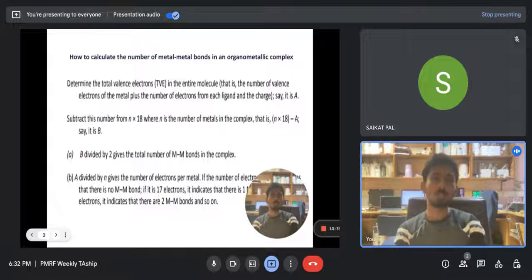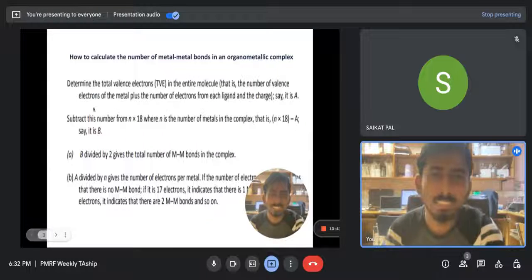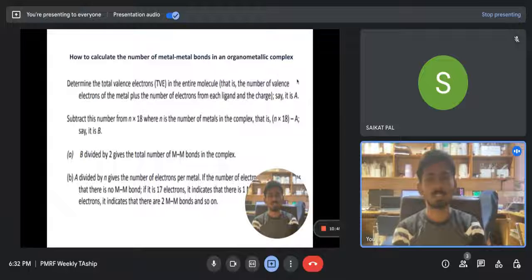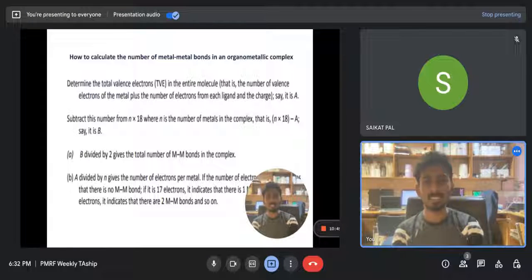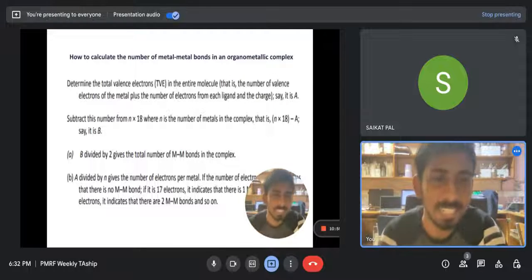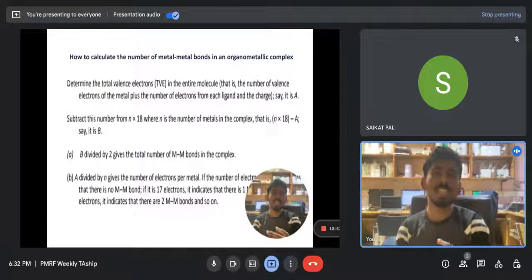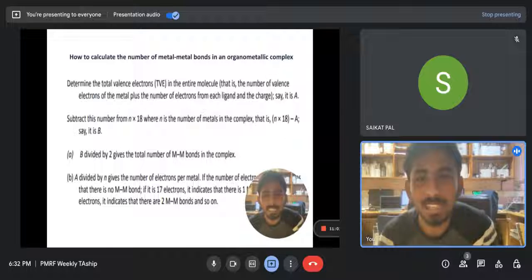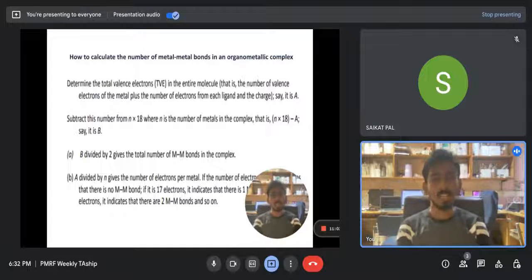Firstly, determine the total number of valence electrons, that is TVE, in the entire molecule. That is the total number of valence electrons from the metal, plus we will be adding the total number of valence electrons from each ligand, and then the total charge of the molecule. So we will denote it as A. So A is TVE. So now we will subtract this number from 18N, where N is the number of metal atoms in the complex.